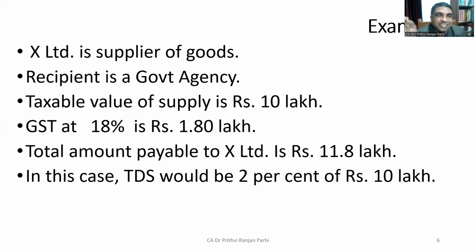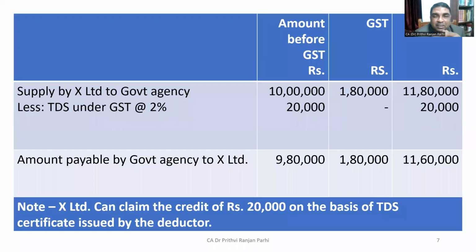So in this case, TDS has to be deducted. Here you have to appreciate that tax has to be deducted on the base value or the taxable value. That is on 10 lakh, not on 11.8 lakh. Okay. To explain it, let us see this table. Here you see the value of the supply, let us say 10 lakh. GST is 1,80,000. Total value is 11,80,000. This may be mentioned in the bill. And the recipient will deduct tax at source at the rate of 2%.